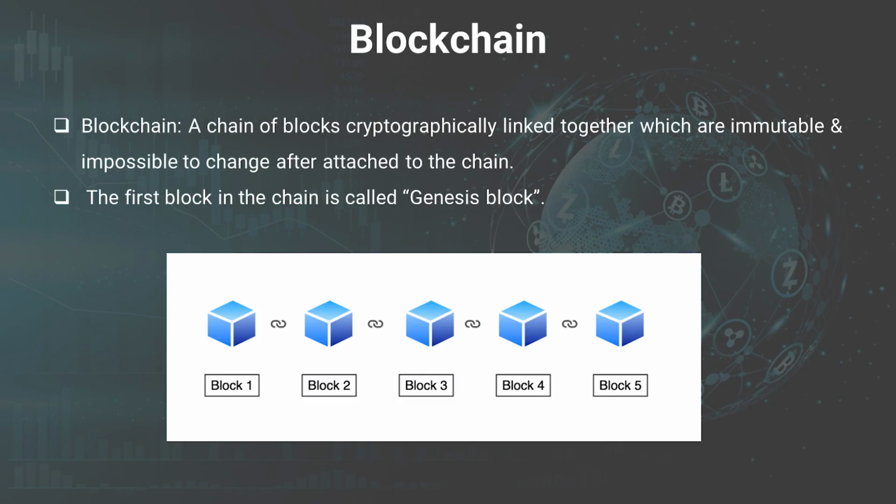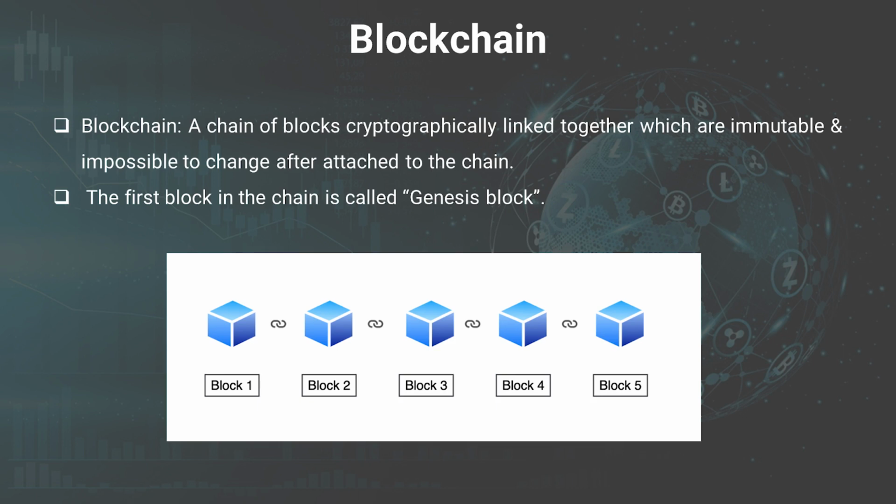So the first question you usually have to ask is, what's a blockchain? In simple terms, a blockchain is a chain of blocks cryptographically linked together, which are immutable and impossible to change after being attached to the chain. That's the definition. You can see there's a block. The block contains some information or data, whatever it is, and the block is connected to another block, and that block is connected to another block, and so on. So, a chain of blocks. The first block in the chain is called the Genesis block. As you can understand, it's the starting block.